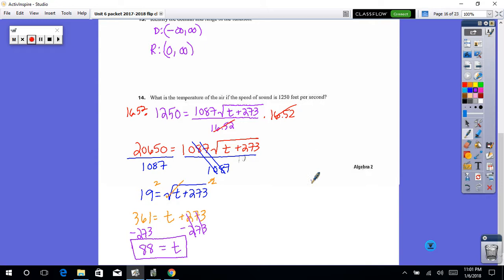Okay, so before you get all excited that you got the answer, ask yourself if that makes sense. Does a temperature of 88 degrees make sense? And yes, it does. You could obviously have a temperature of 88. And then ask yourself what that means. So that means that if the speed of sound is 1,250 feet per second, the temperature of the air that it traveled through was 88 degrees.